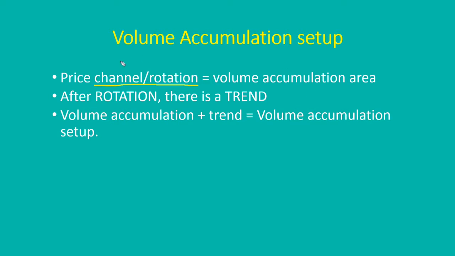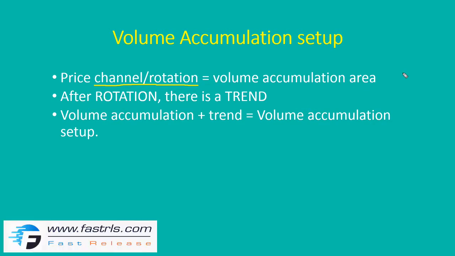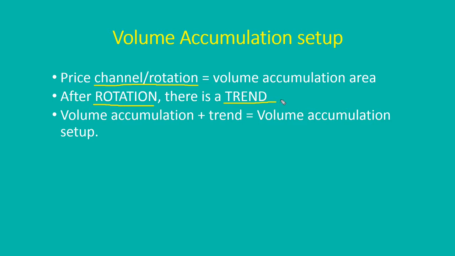So when there is a price channel or rotation, volumes are being accumulated. Big banks or big financial institutions are accumulating their positions in rotation. And after rotation, there's a trend. This is quite usual behavior. First, there is rotation, where volumes are accumulated, and then there is a trend where the big institutions are actually making money.